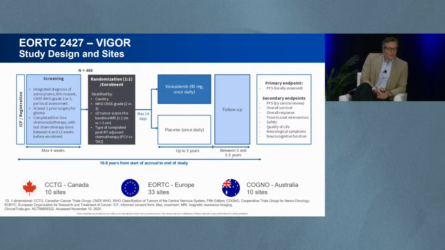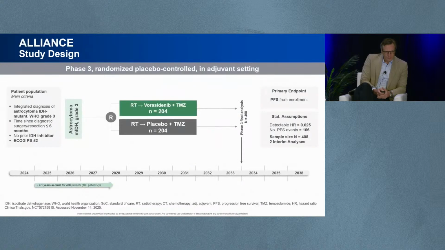We will activate this study still in December in Europe. We will open 33 sites in the ERTC network in Europe. We are collaborating with Cogno, so 10 sites in Australia will be activated, and CCTG, where also 10 sites in Canada will be activated over the course of the next months.